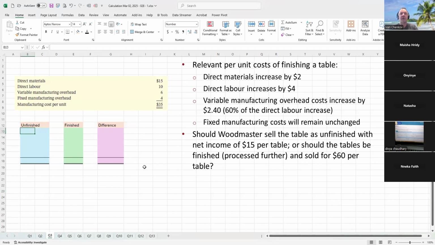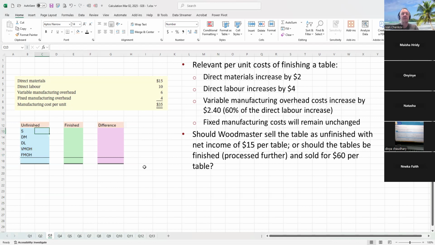So if we have to do unfinished, what are we going to have? We're going to have sales price, and then we're going to have direct material, then direct labor, then variable manufacturing overhead, and then fixed manufacturing overhead. Correct?